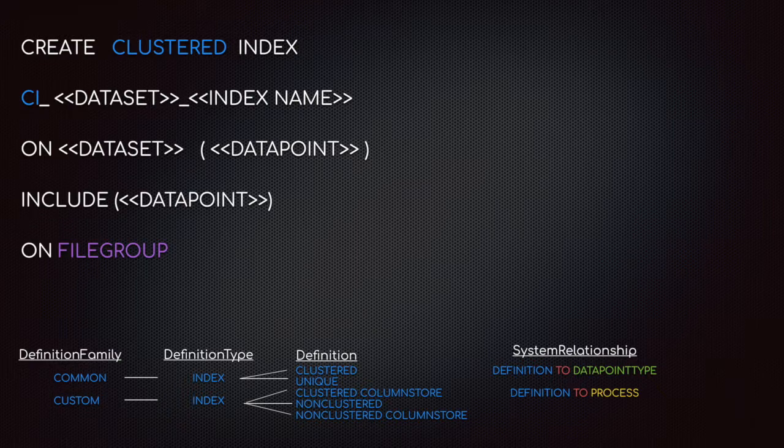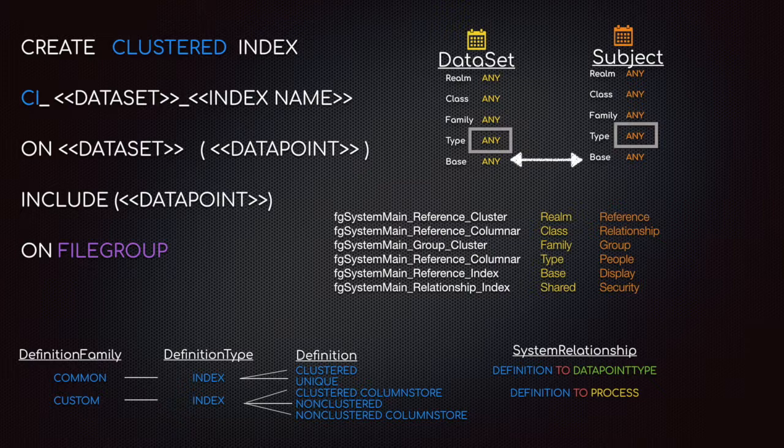And the last piece to the SQL code is the file group. And in order to create the file group, we need to know the subject type and the dataset type and what index we're using.